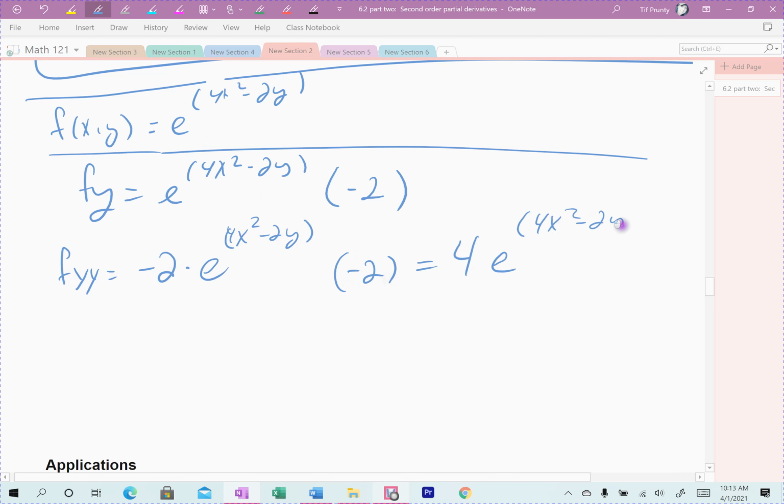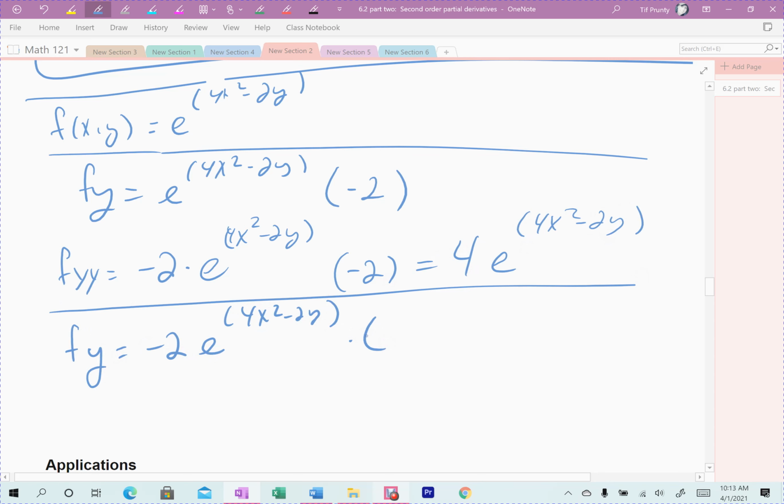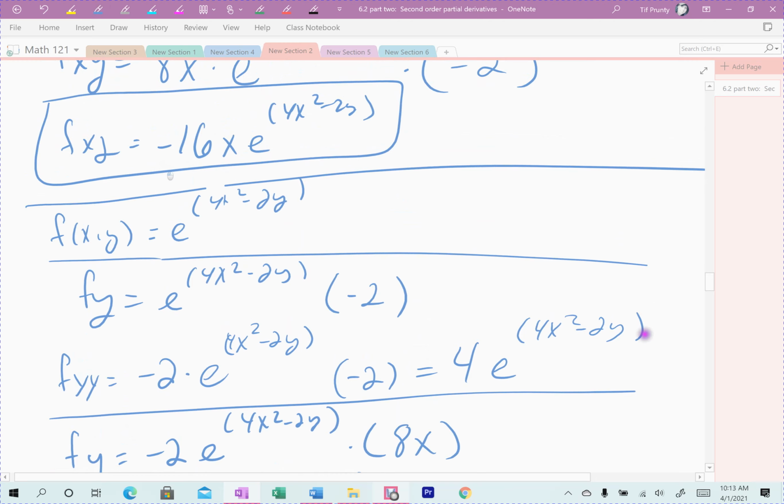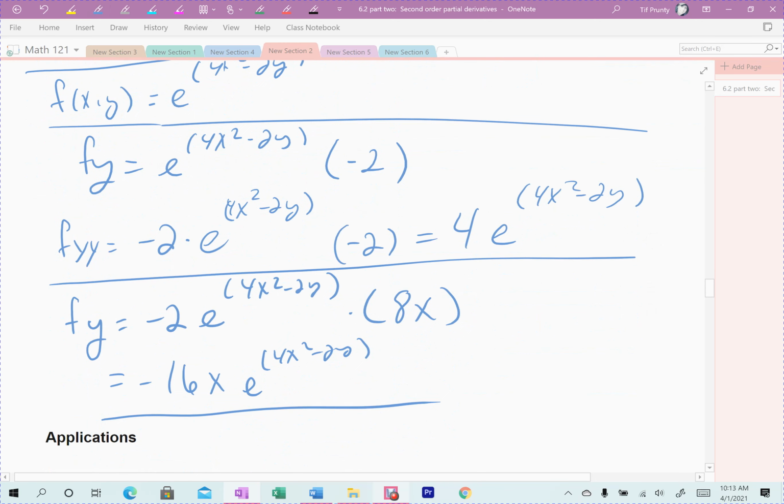And then the mixed one, yx, not xy. Right, again, the negative 2 is just going to come along. It's e to the 4x squared minus 2y. But this time I'm going to multiply by the derivative of the x part. Well, the x part is the 4x squared. So I get an 8x. First, I simplify that. It comes out negative 16x e to the 4x squared minus 2y. And you'll notice that is the exact same thing I got up here. We did it in a different way, but I got the same expression.